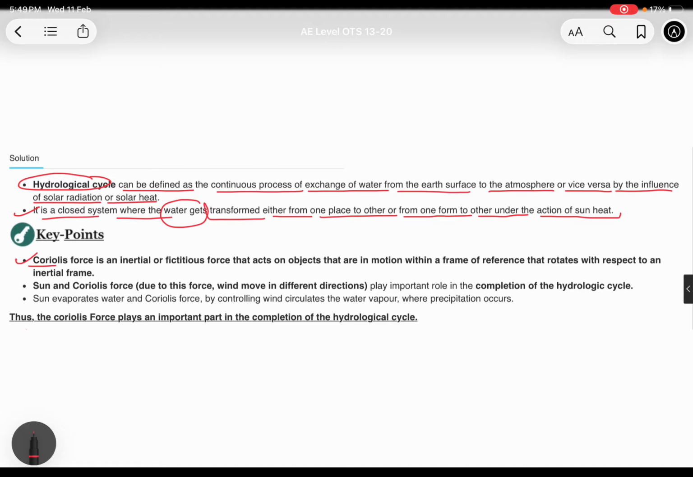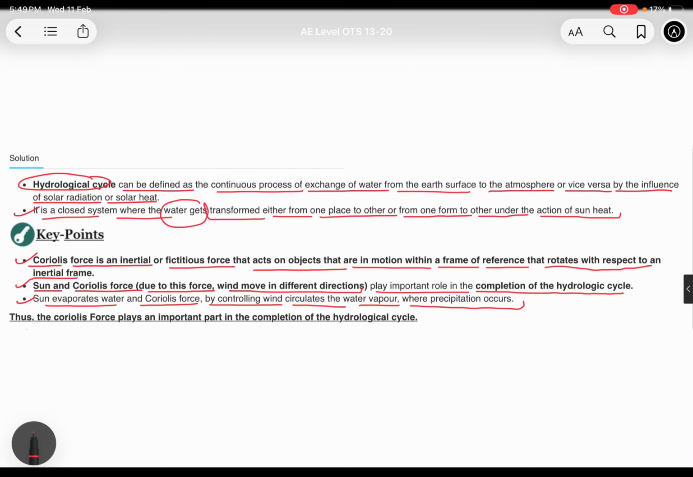Key points: the Coriolis force is an inertial or fictitious force that acts on an object in motion within a frame of reference that rotates with respect to an inertial frame. Due to the sun and the Coriolis force, winds move in different directions and play an important role in the completion of the hydrological cycle. The sun evaporates water, and the Coriolis force, by controlling the wind, carries the water vapor to where precipitation occurs. Thus, the Coriolis force plays an important role in the completion of the hydrological cycle.